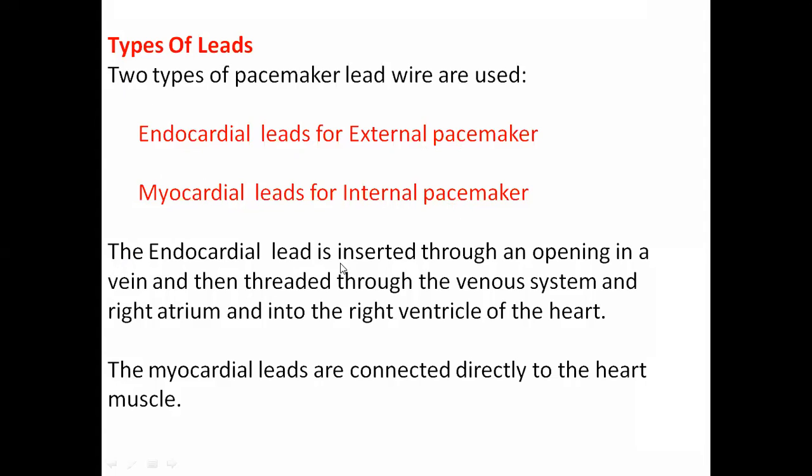The endocardial lead is inserted through an opening in a vein. We open a vein and thread it through the venous system and the right atrium and into the right ventricle of the heart. Like that, through the veins, we send these electrodes to the right atrium and right ventricle. We have to use two electrodes: one for the right atrium and another for the right ventricle.